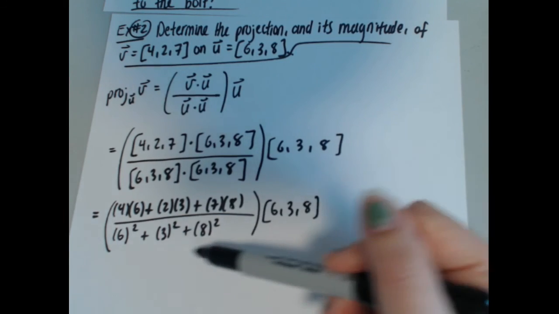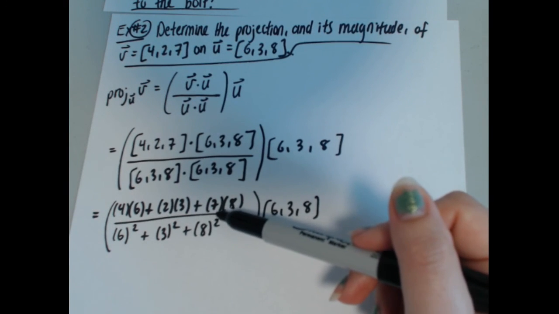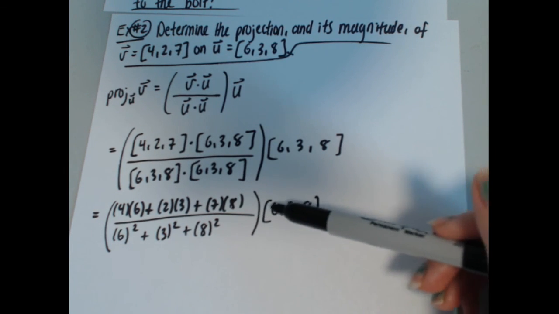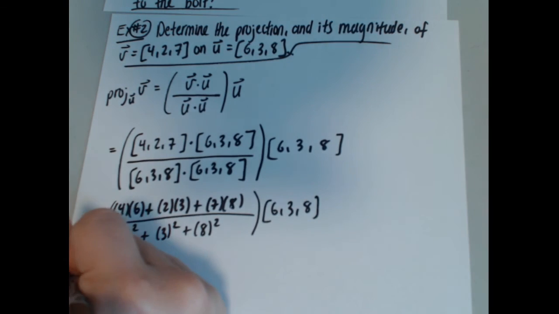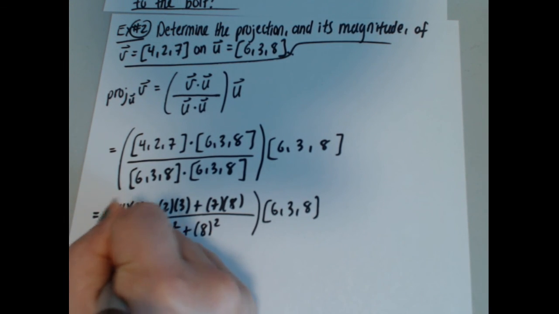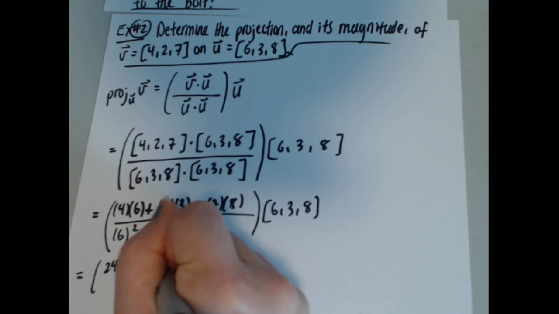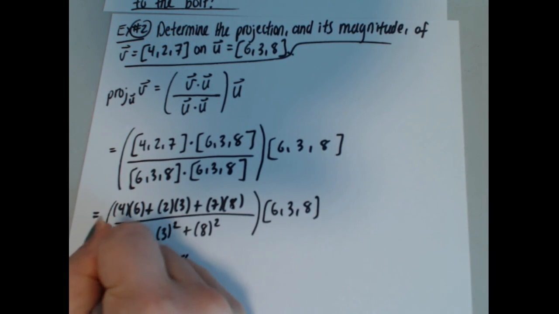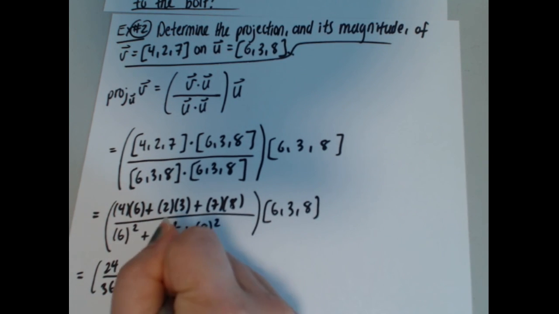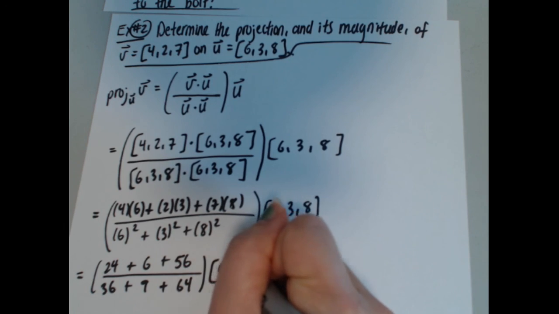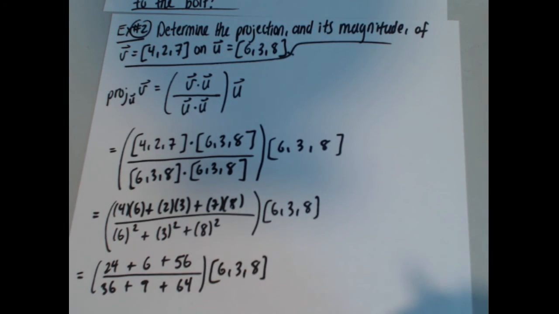Notice this is going to turn out to be a scalar. That's why I've kept it in round brackets. The piece on the right, that's a vector. A scalar times a vector is just a scalar multiple of a vector. So it's going to be a vector overall. Okay, here we go. So in the numerator, 6 times 4 is 24. 2 times 3 is 6. 7 times 8 is 56. And the denominator, I have 36 plus 9 plus 64. And again, this is multiplied by 6, 3, 8.